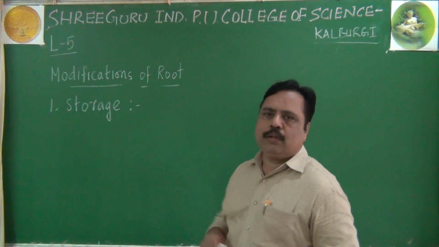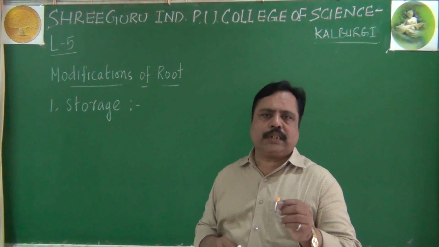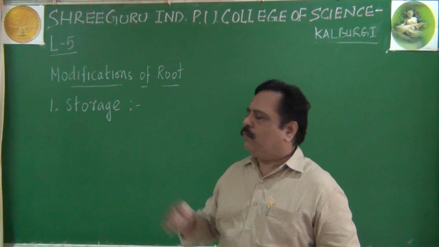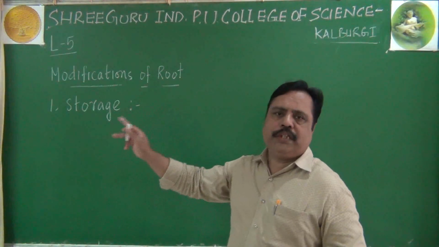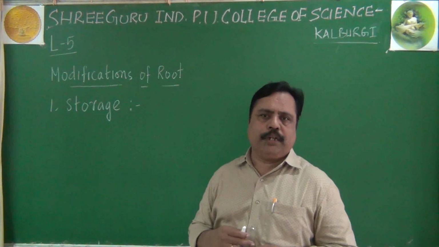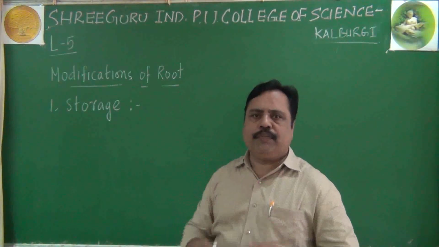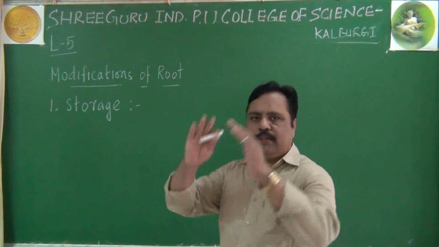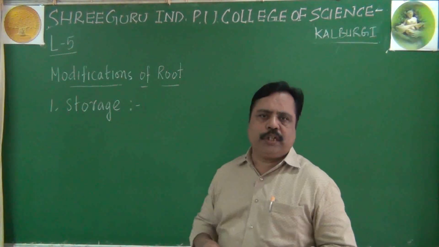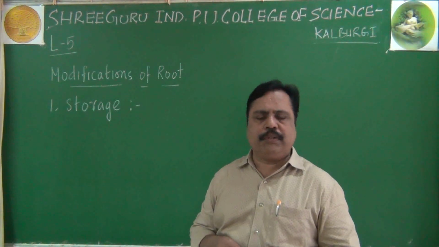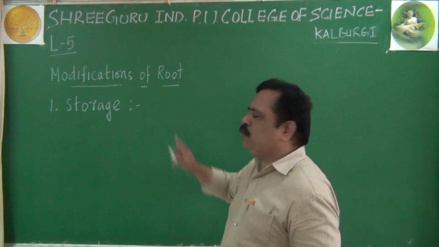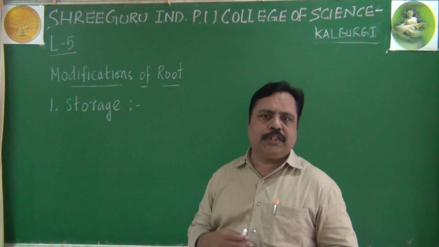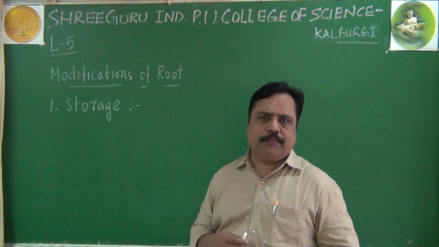Example for conical root modification is Daucus carota, otherwise carrot, you can remember. For fusiform, we have seen radish. You may remember that point also. In the fusiform, the center will be bulged and on both ends, they will be tapering. Yesterday I drew the diagram and explained it in the previous class. That is fusiform, radish, Raphanus sativus. It is biologically called Raphanus sativus.